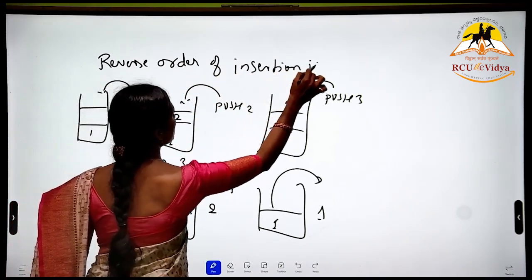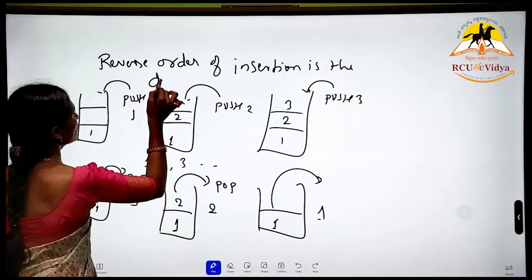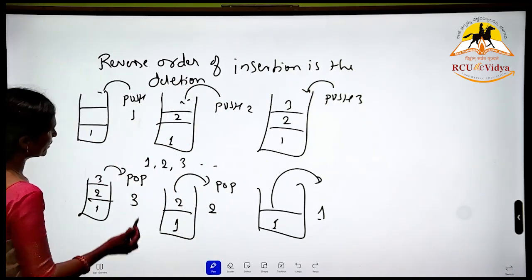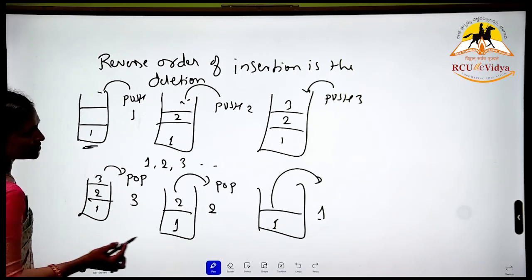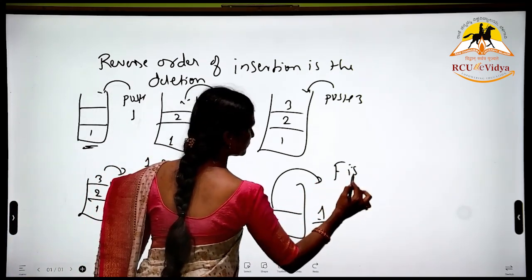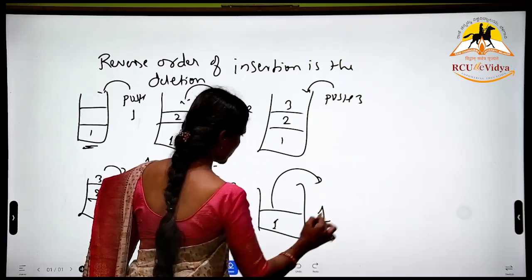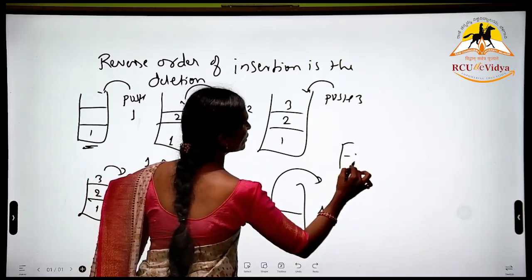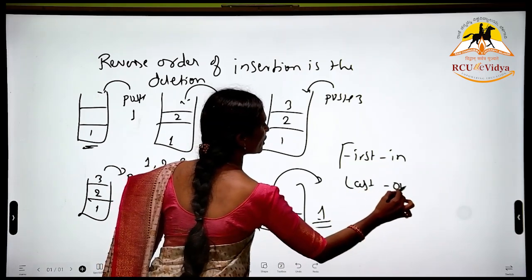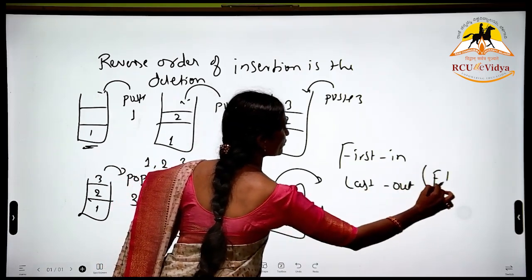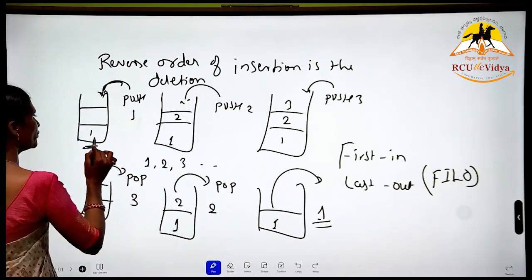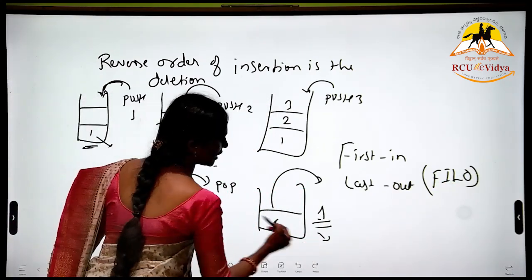That means the first element that is inserted is removed last. Here, what happened? The first element is inserted, lastly removed. Means first in, last out. What is that mechanism called? First in, last out, that is FILO. The element which is inserted first is removed last.